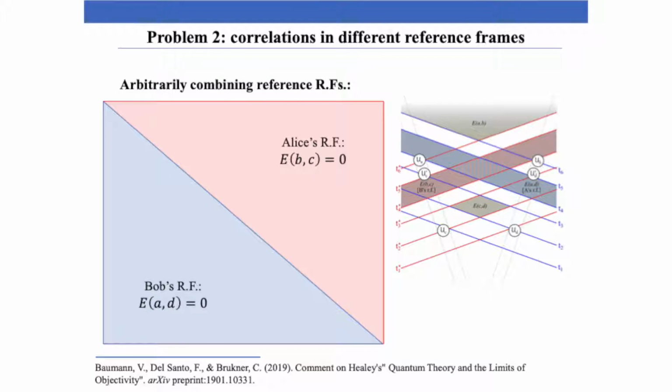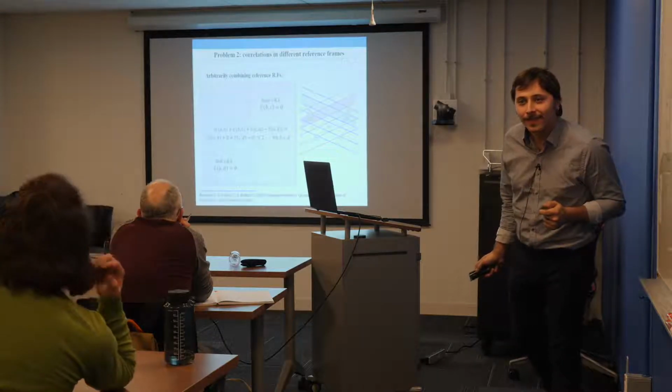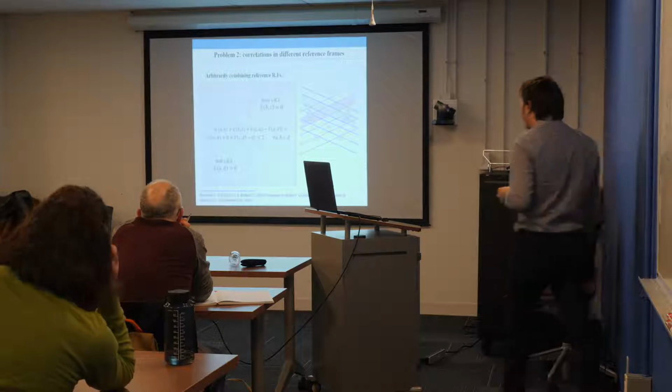And therefore, if one decides to combine these correlation functions computed in two different reference frames, then one gets AB plus 0 plus CD minus 0, which always satisfies Bell's inequalities. You should have done a Lorentz rotation, though. Sorry? You should have done a Lorentz rotation rather than a Euclidean rotation.